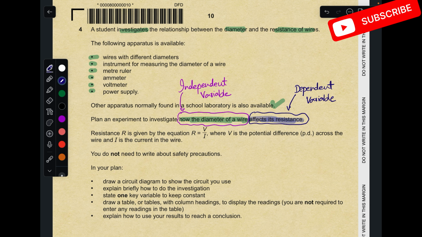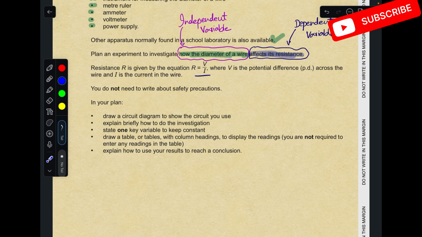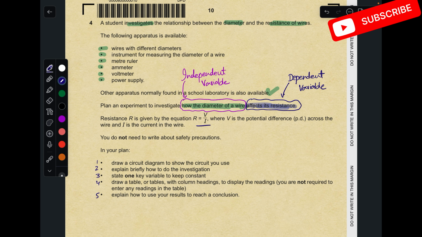Okay. So for resistance, you have the formula that you have to use. You do not need to write down the precautions. These are the points that you have to cover: one, two, three, 4, 5 points. So let's start with answering the question. First, you have to draw the diagram. What you need to measure in this diagram: you have to change the diameter, and the diameter will affect the resistance, and you have to calculate the resistance by this formula: R equals V over I. So this is measured by the voltmeter.